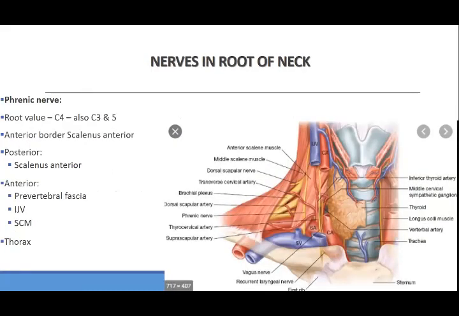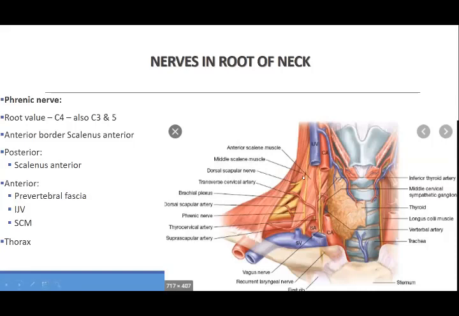Now let's come to the phrenic nerve, the sole motor supply to the diaphragm. It also gives sensory branches to the diaphragm, but it is the sole motor supply. Let's see the phrenic nerve here. This is the phrenic nerve, running on the anterior surface of the scalenus anterior, going from the lateral side to the medial side. All other nerves in the neck run from medial to lateral.